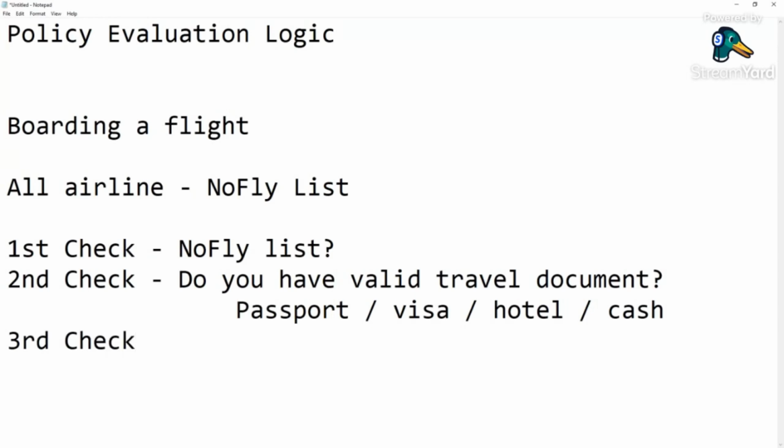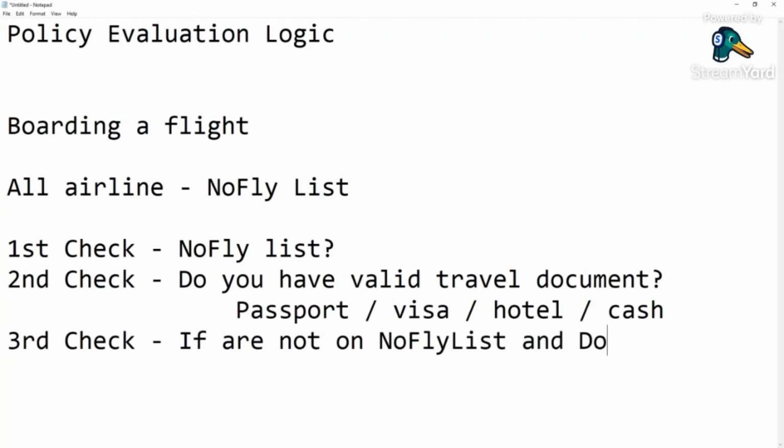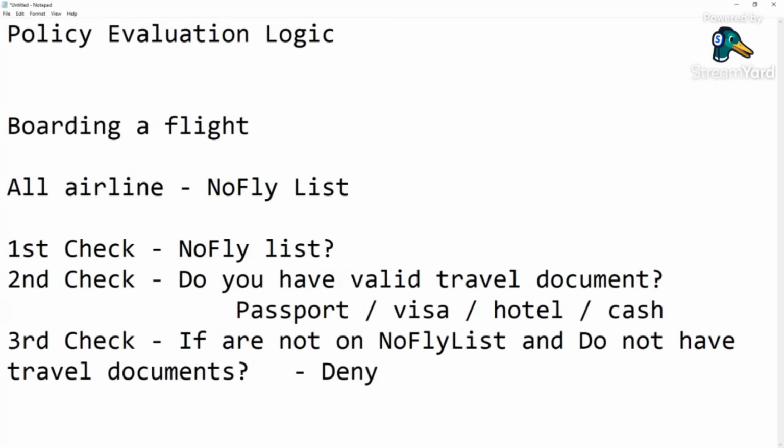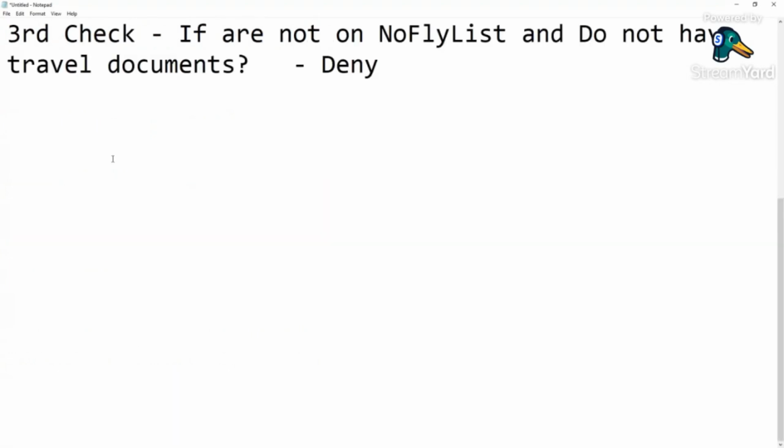Let me write it down here. If you are not on the no fly list and do not have a travel document, what should happen? Tell me, what should happen in this case? You are not on the no fly list. You are not having a valid travel document. Should I allow that person to board, or should you deny? Exactly, we should deny. That is going to be denied. Now, how this relates to IAM, let me explain how IAM works.